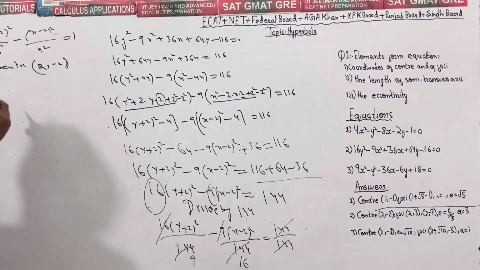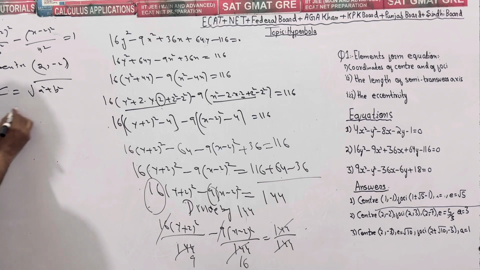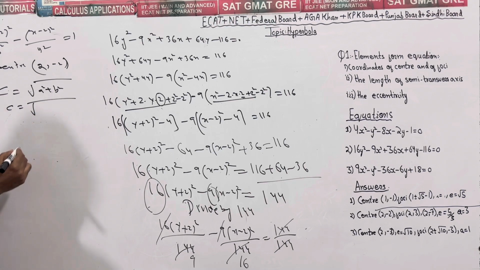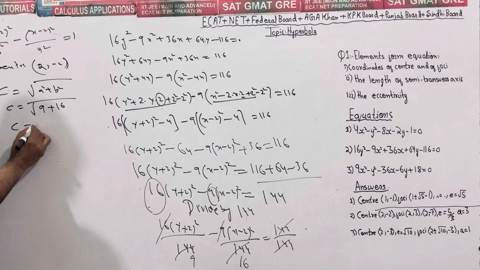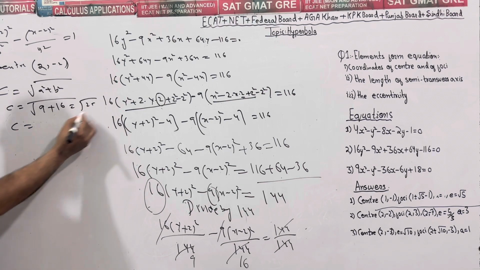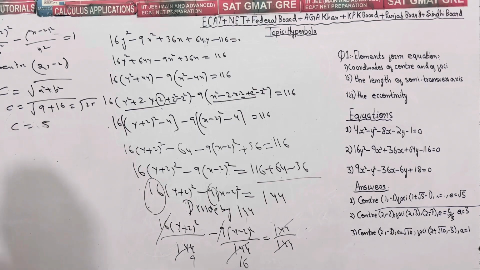What about foci? For foci we need c. C is equal to the square root of a square plus b square. A square means that's our 9, b square means 16. So C squared is 9 plus 16, 25. So C is 5. Now a question arises where we have to add. That is the formula to find foci.